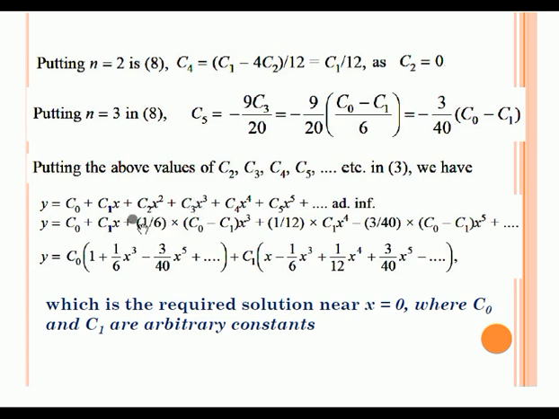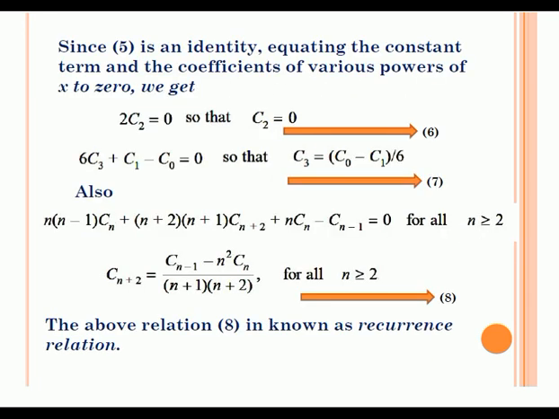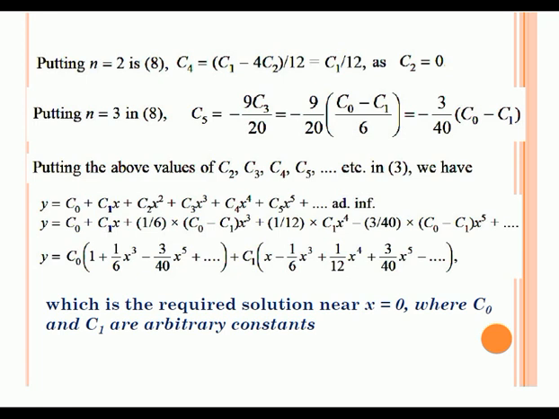So the C2 value I have substituted here, the C3 value I have substituted here, and the C4 value. C2 will become 0 because it is already known to be 0, C4 will be 0, C6 will be 0. So all those terms become 0. Finally we are left with C0 and C1 as the two unknowns, so you can separate them: C0 multiplied by some powers of x and C1 multiplied by some powers of x. So this is the required solution for us near x equal to 0.